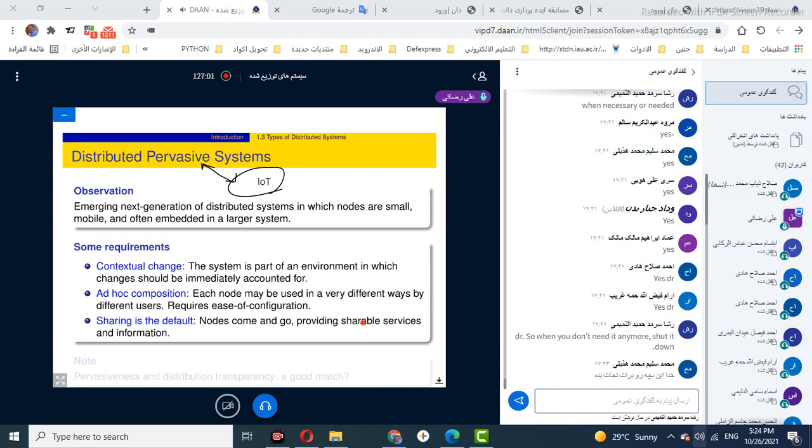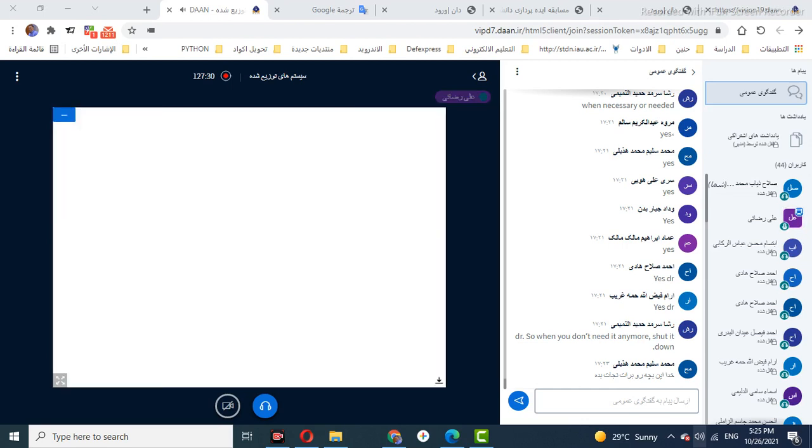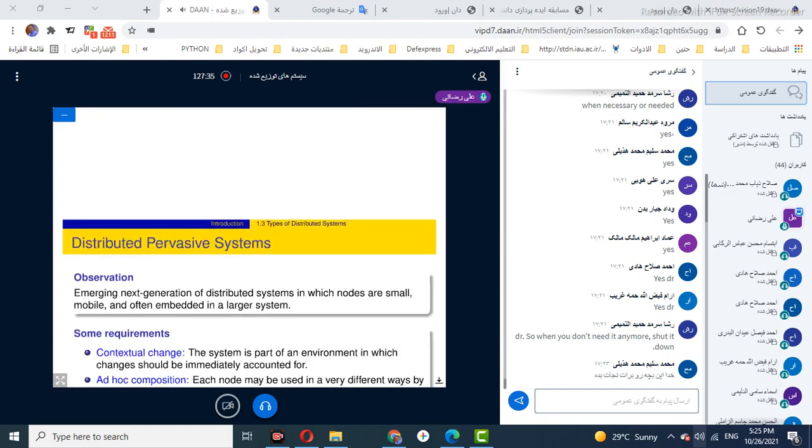Okay, so sharing is the default, but we should pay attention that in Internet of Things environments, nodes come and go. Nodes come and go. Okay, this is the third important requirement of Internet of Things or pervasive systems. Let's go to the next slide.